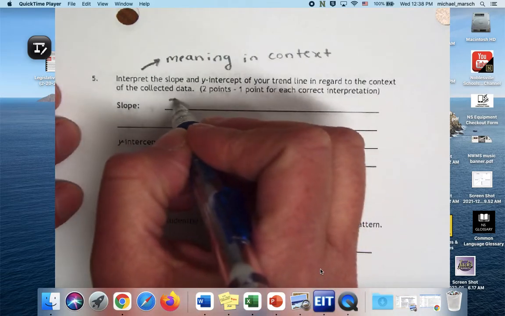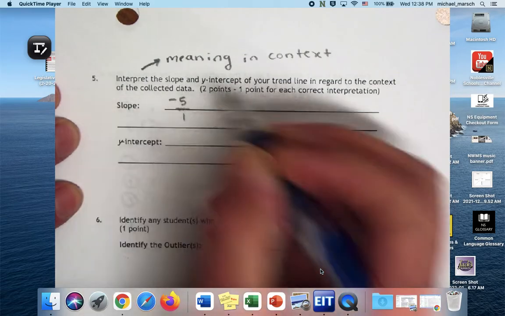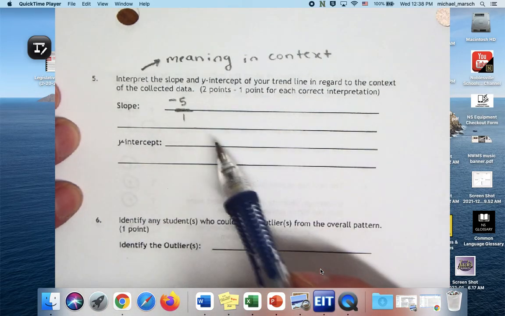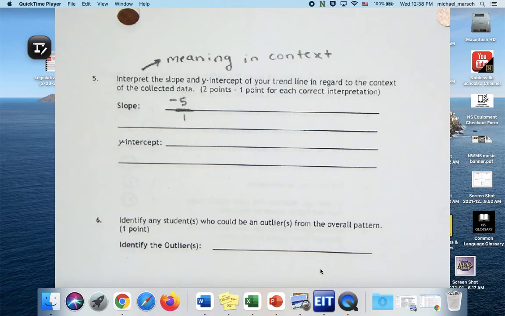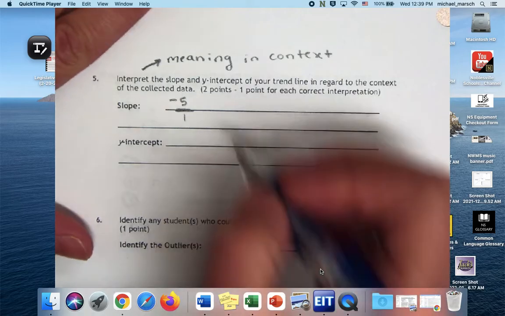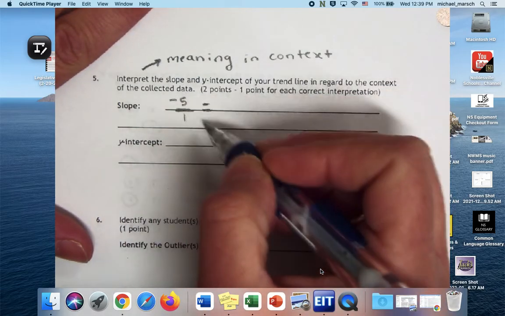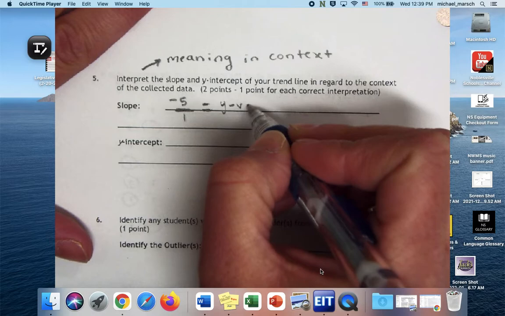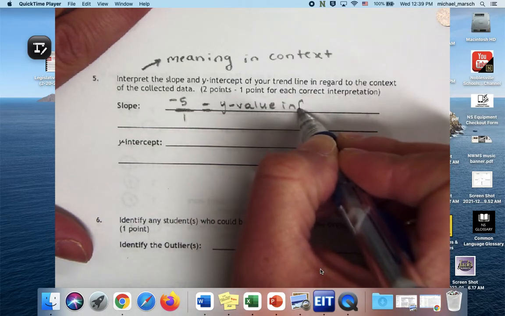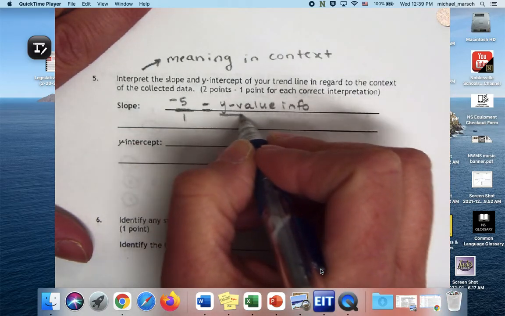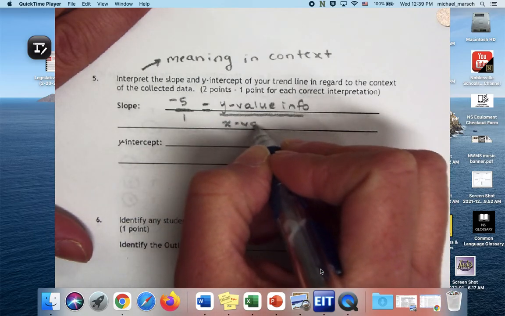So I'm going to refresh my memory. My slope is -5 over 1. Write it as an improper fraction. It'll make sense in a minute. Put that -7 or that -10 or whatever over 1. Got that, Chase? I have -2 over 3. That's fine. It'll still work. Okay. So then the numerator stands for my y value info. The denominator stands for my x value info.